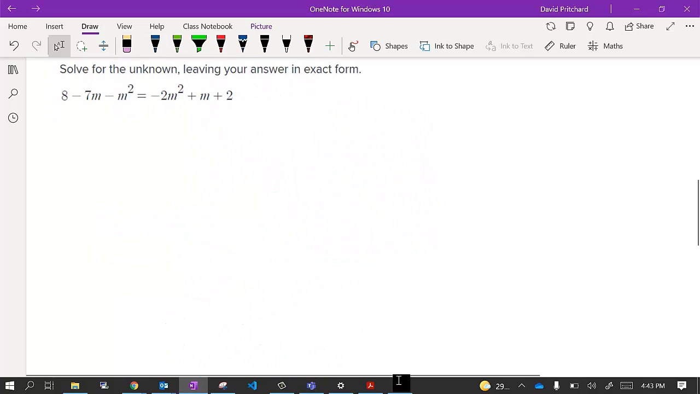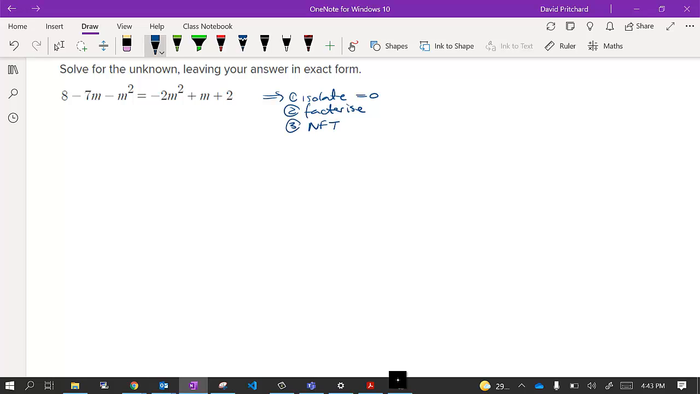So the second example, we want to solve for the unknown. So the first thing we'll need to do is isolate. Now, the goal is we probably want to strategize by going isolate so that it equals 0. We then possibly hope to be able to factorize and then use null factor theorem. So that's the approach I'm going to take. I'll start by adding 2m squared to both sides.